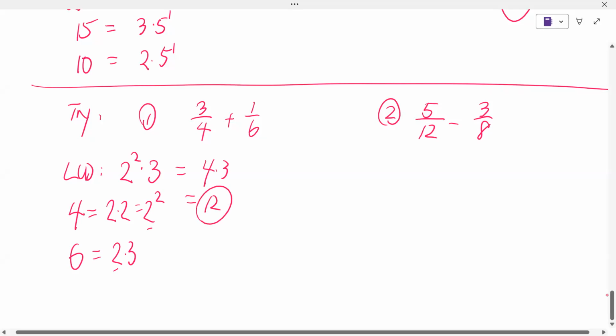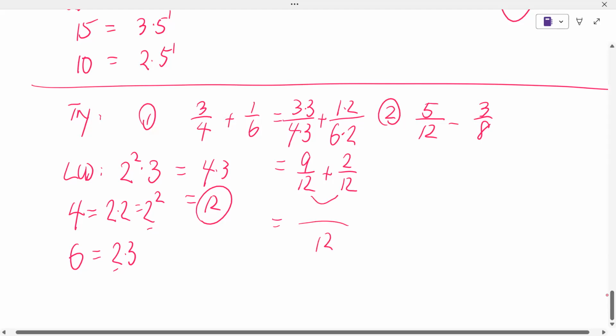And that means we're going to turn both into the LCD. So for the first one, multiply 4 by 3, 3 by 3. Second one, multiply 6 by 2, 1 by 2. That gives 9 over 12, adding 2 over 12. And we're adding the like fractions now. Keep the 12, 9 plus 2 is 11. So 11 over 12.